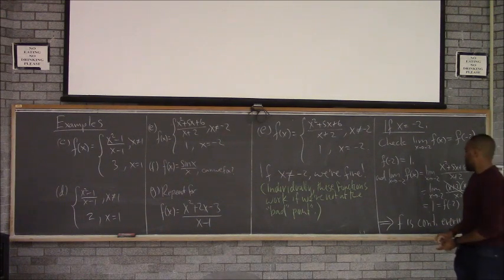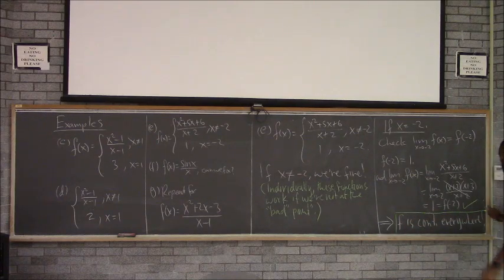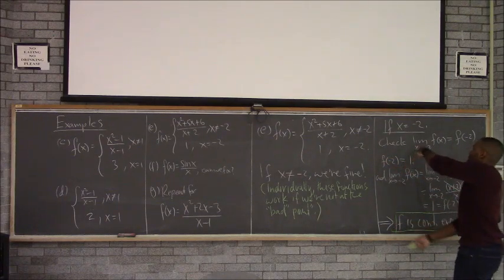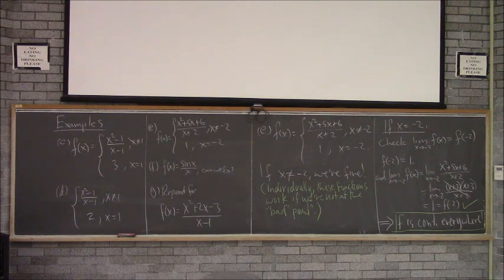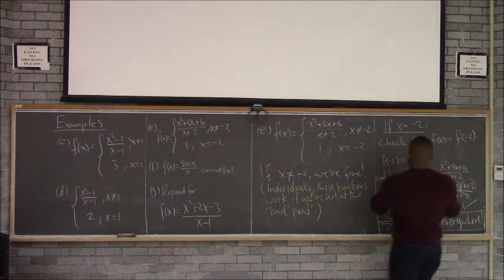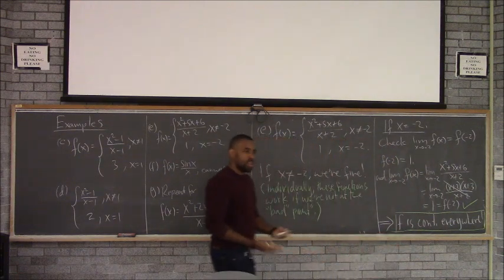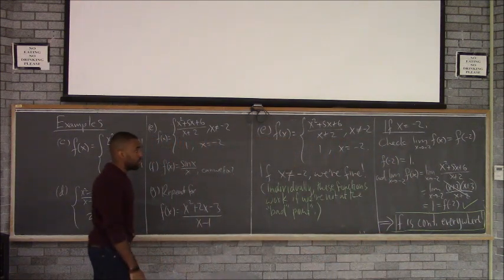Just by doing these calculations right here, you can't conclude that it's continuous everywhere. You can only conclude it's continuous at -2, right? So if you just show me this and say it's continuous everywhere, you've not really fully developed the thought.